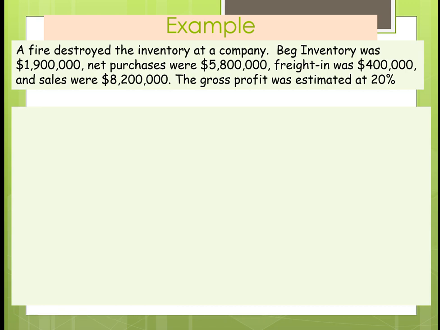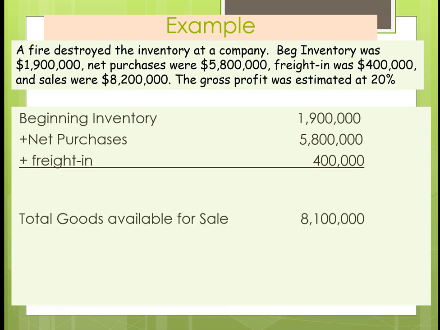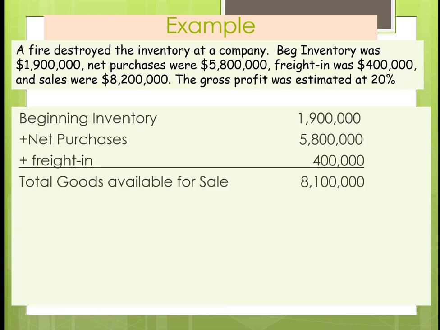Okay, you had a fire destroy your inventory. You had beginning inventory of 1.9. You had net purchases of 5.8. You had freight in of 400,000, and sales were 8.2 million. Your gross profit is estimated at 20%. Beginning inventory plus net purchases plus freight in tells you your total cost of goods available for sale is $8,100,000.